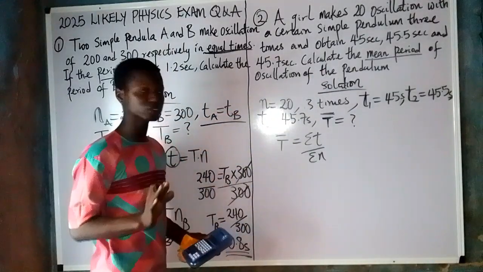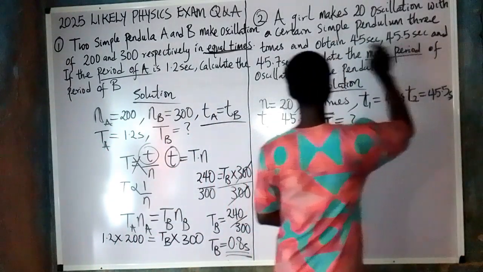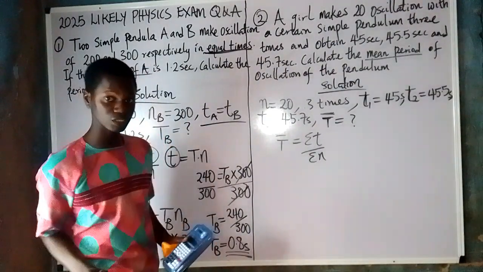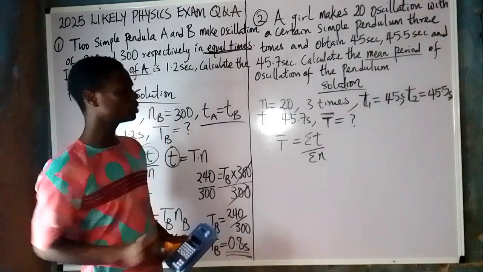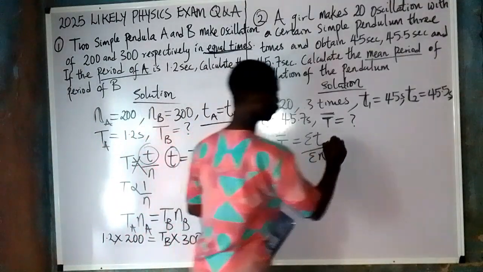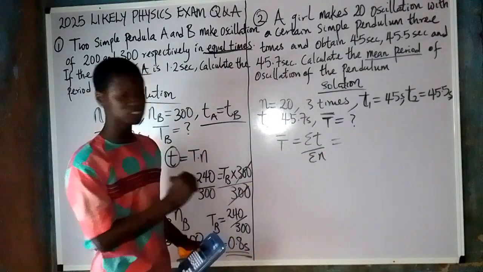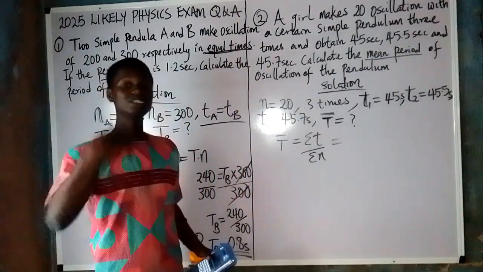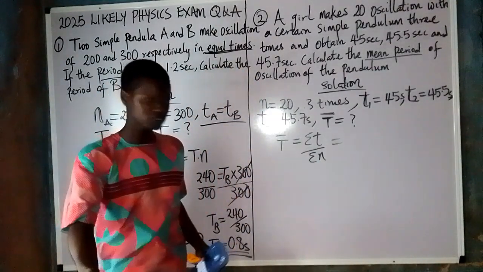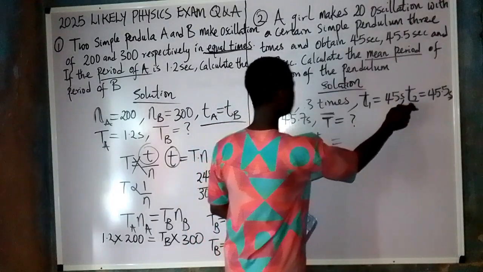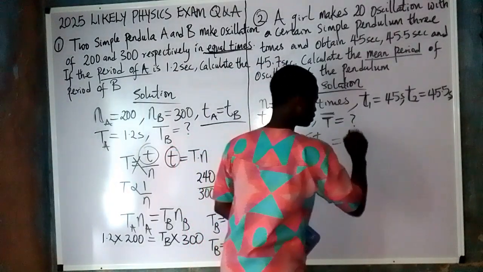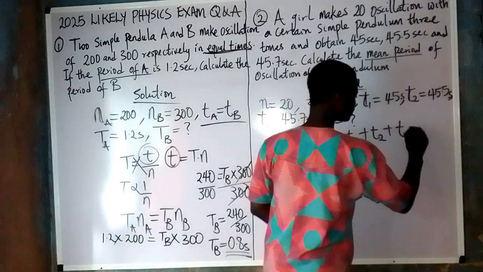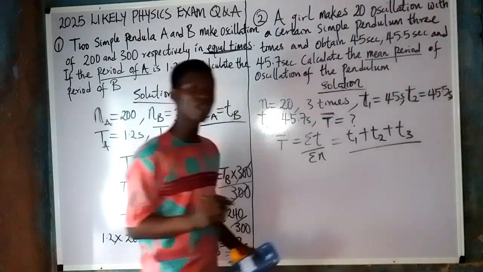We don't know the mean period yet, but we have our T1, T2, and T3, the times for the different oscillations. Now, how do we solve? If we are looking for the mean period, we know that sigma small t means the sum of the different t, is it not? Because we have T1, T2, and T3, we'll say T1 plus T2 plus T3, everything over what?